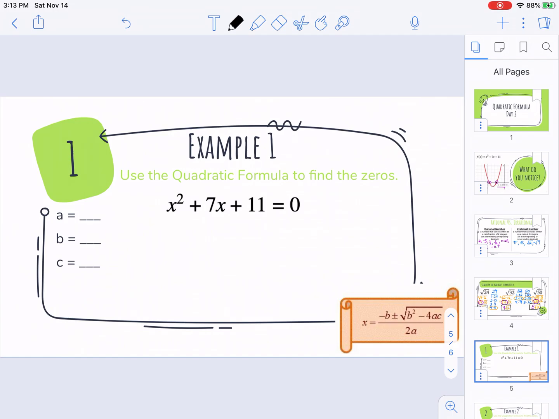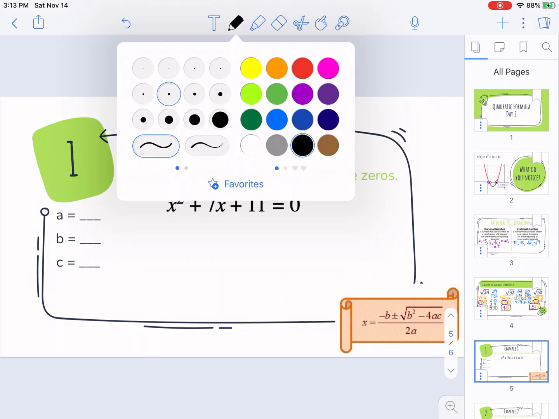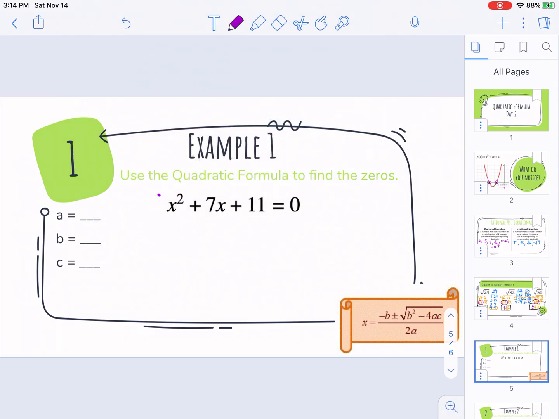Let's go back to the example that we used for Desmos on the first slide. We have x squared plus 7x plus 11. When we want to find the x-intercepts, we set it equal to 0 because that is the line y equals 0, the x-axis. We want to know when we cross that 0 line. It's already in descending order for the degree, x squared plus 7x plus 11. So now we can go ahead and identify our a, b, and c. My a is 1, my b is 7, and my c is 11.